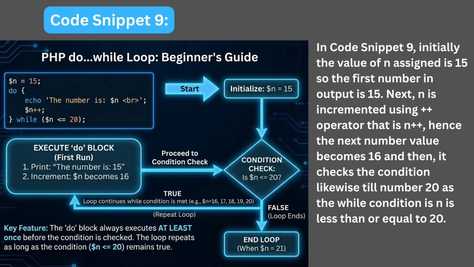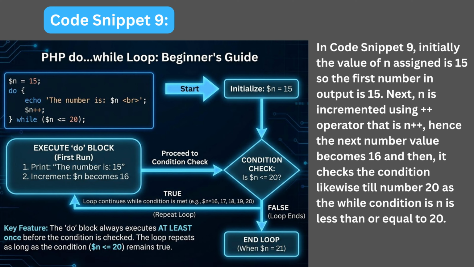Once the value of n becomes 21, the condition, n is less than or equal to 20, becomes false. At that moment, the loop stops immediately, and the program exits the do-while loop and does not print the number 21 because the condition no longer allows it.